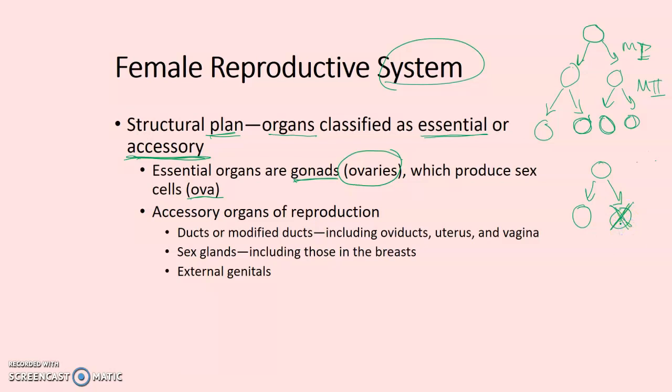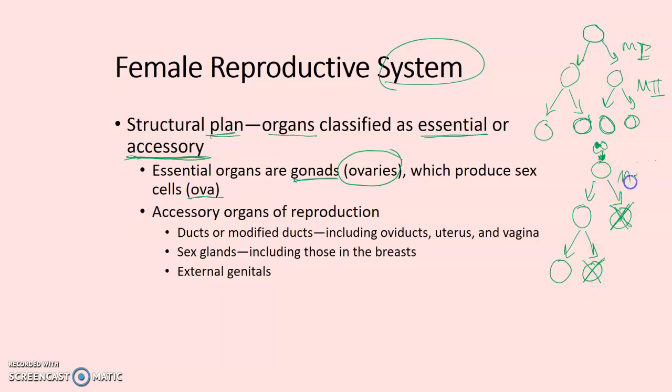That cell just doesn't make it. All right. And this first cell actually came from a stem cell that divided and regenerated itself and gave rise to this primary oocyte. Okay, it divides, one of them just degenerates and the other one survives, and then this cell divides again and one of the two again degenerates.